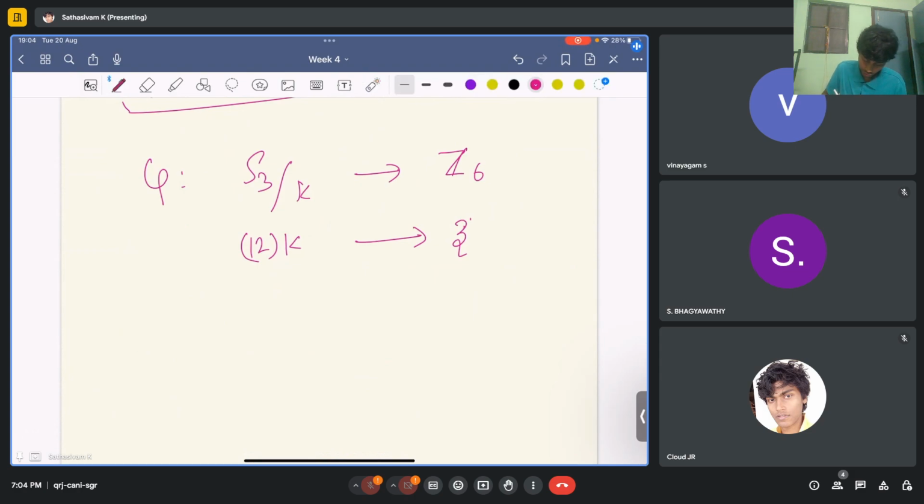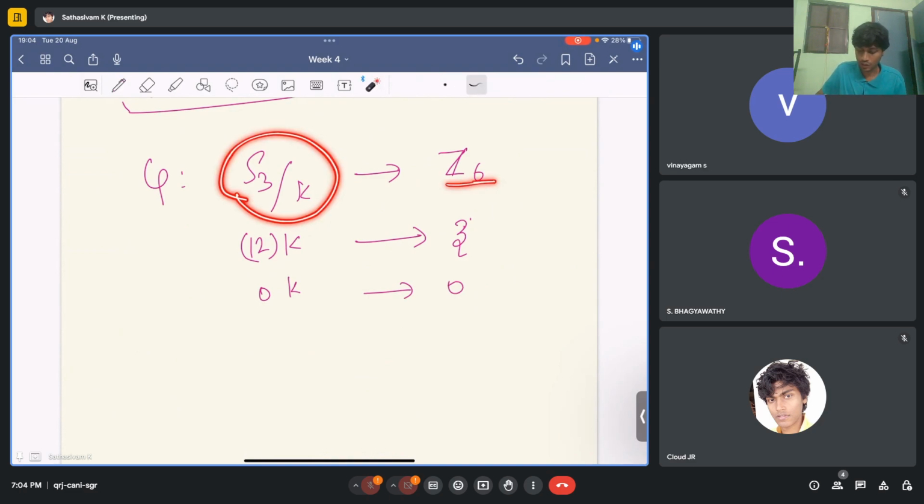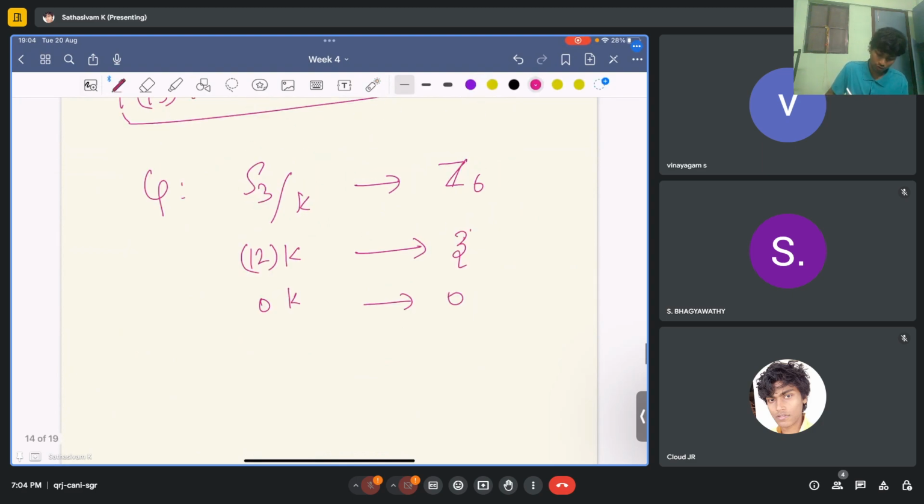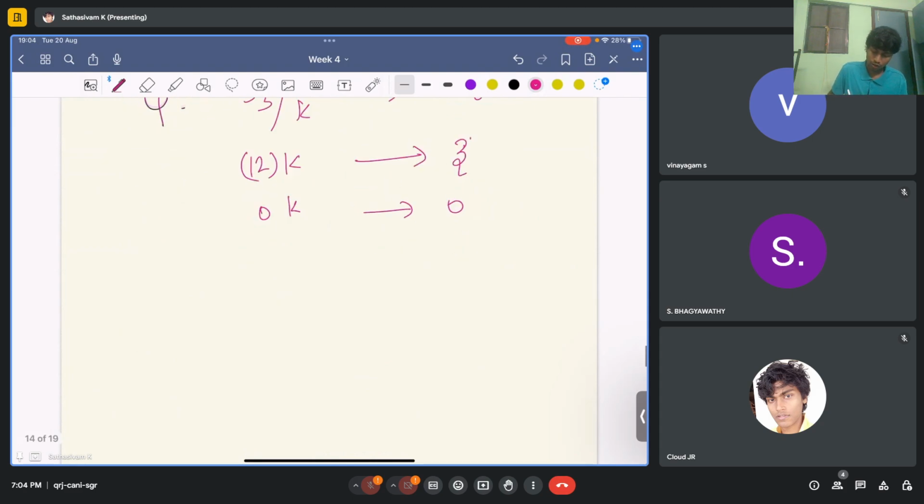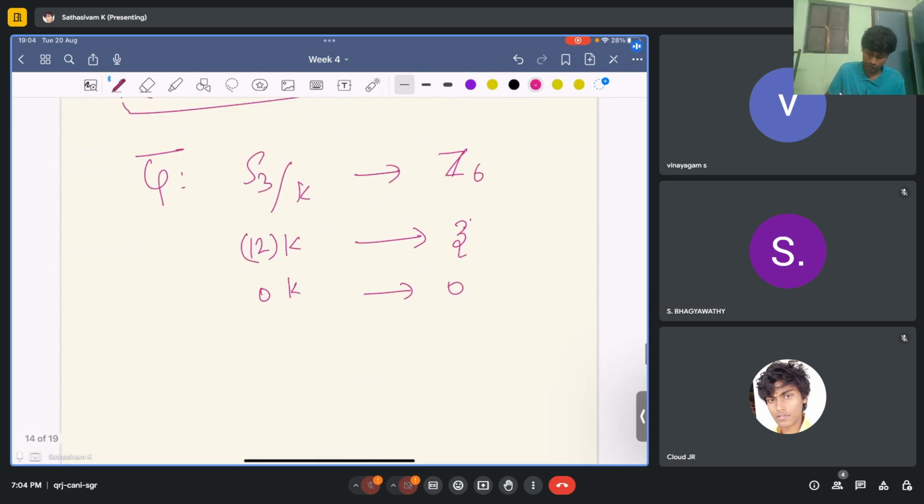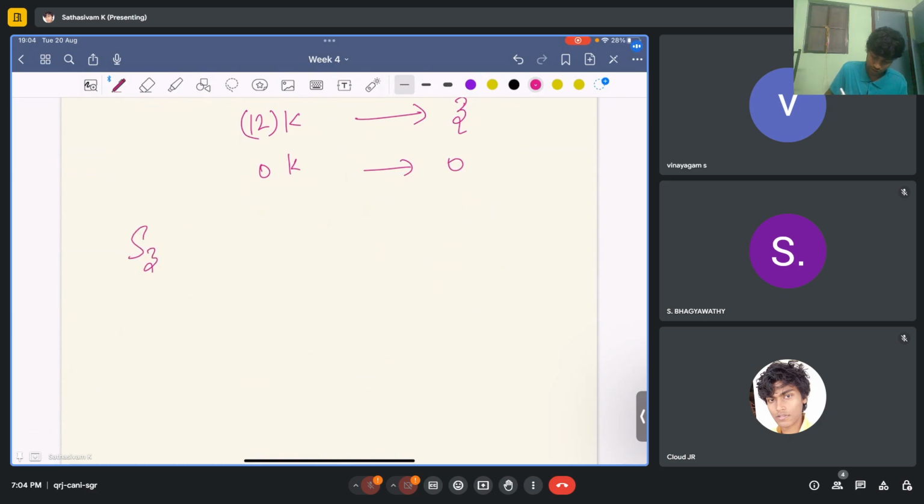And 0K, we map it into 0. Okay, so this is the homomorphism from S3 by K to Z6. But we actually want a homomorphism from S3 to Z6. We don't want a homomorphism from here. So let me call it 5 bar. Then how do you get a homomorphism from S3? So simply you compose with S3 here.